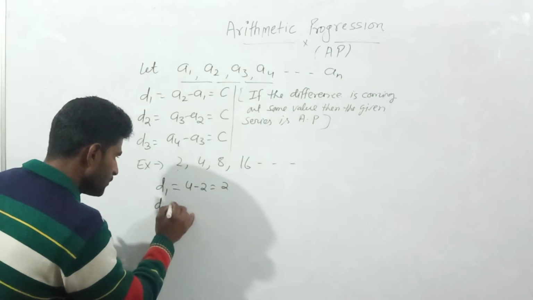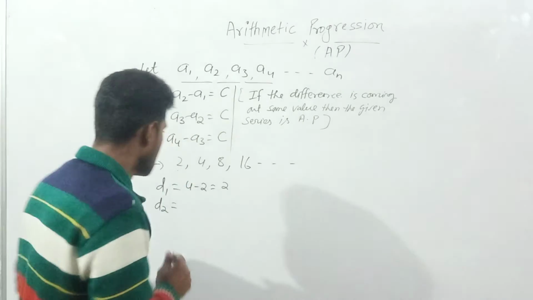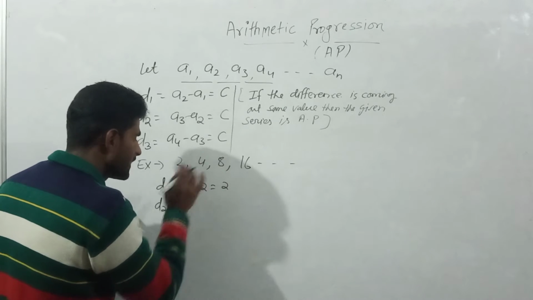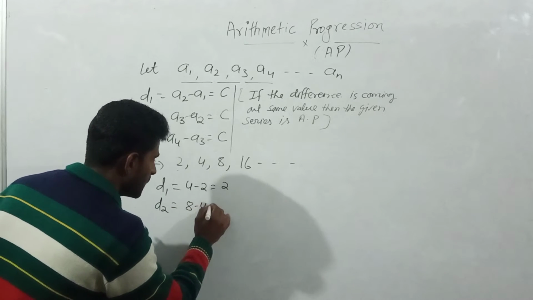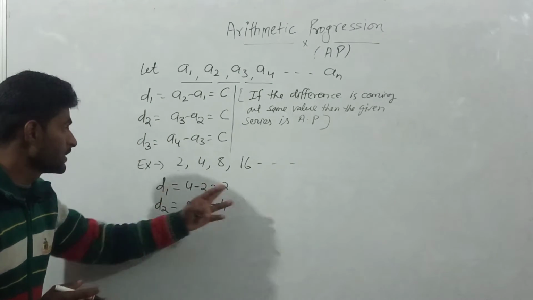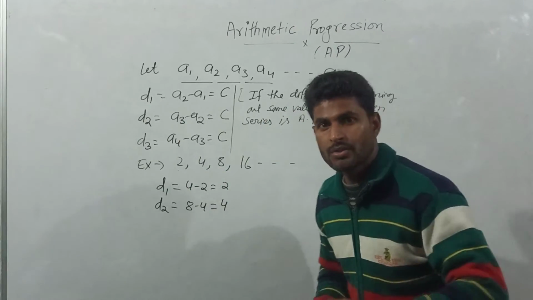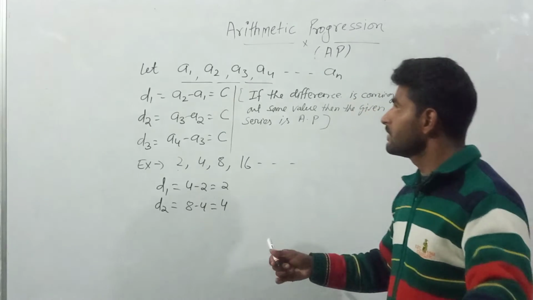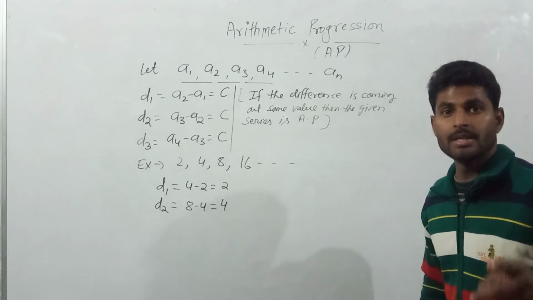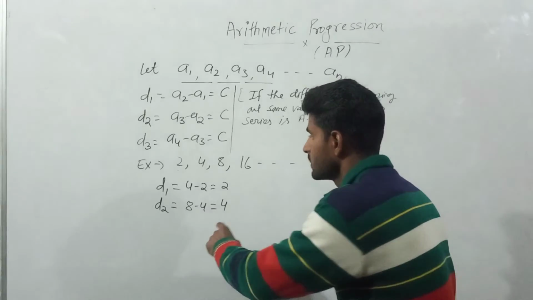Now find out D2. So we are all sure about the difference, whether it is the same or not. How can we find D2? Subtract the second term from the third term. It will be 4. So my dear student, here D1 is 2, D2 is 4, so the difference is not the same. So you all remember, if the difference is the same, then the series is called AP. Here the difference is not the same. So my dear student, it is not AP.